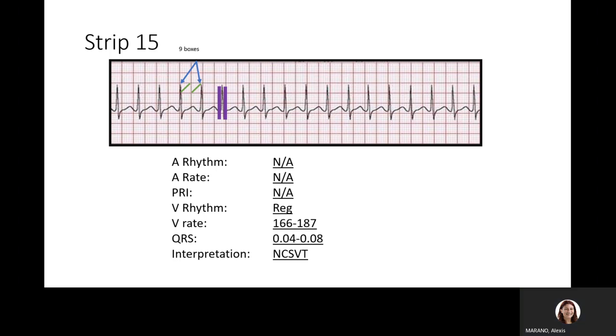Ventricular rhythm, we see if they march out, in which they do, so it's regular. Ventricular rate, we're able then to count the small boxes. We get 9, giving us a rate of 166 to 187. QRS is going to be marked by the purple, 0.04 to 0.08, and the interpretation is narrow complex supraventricular tachycardia, or for testing purposes, SVT.